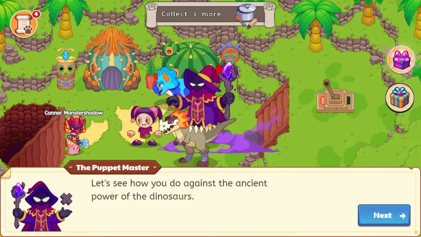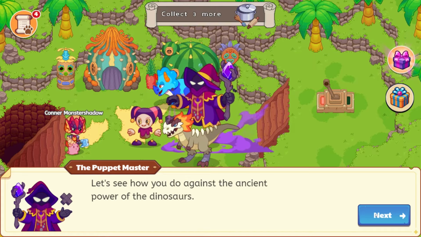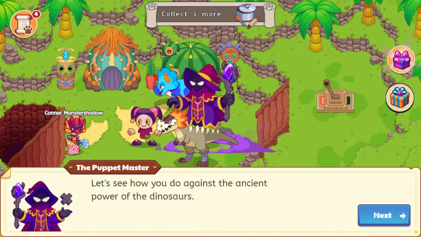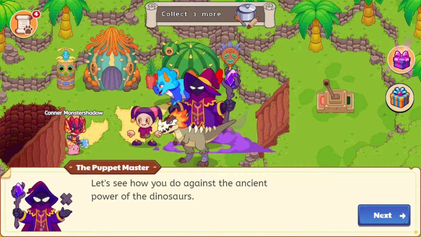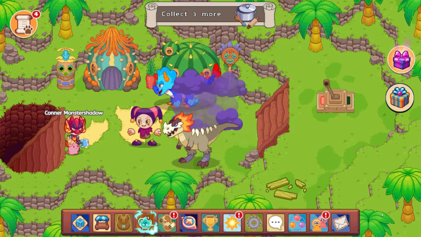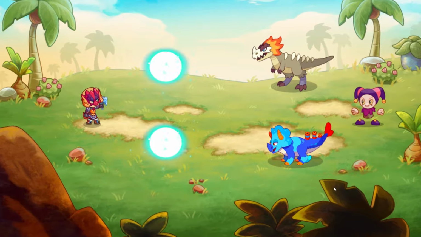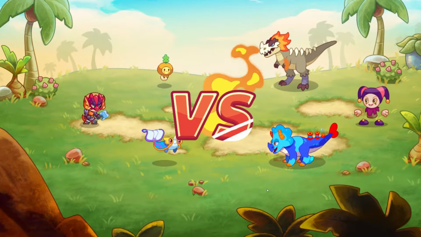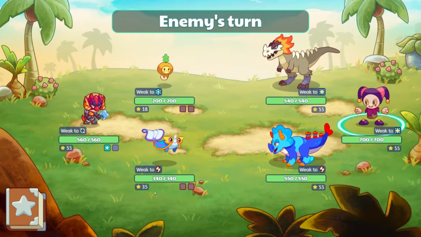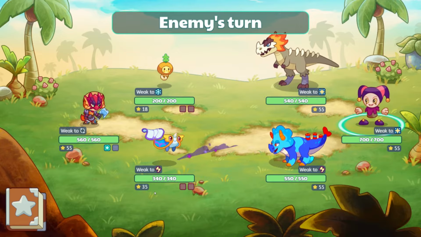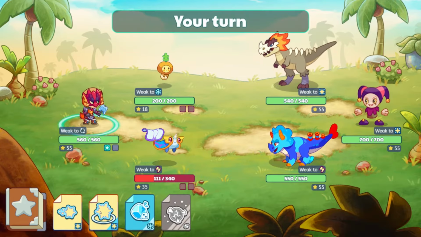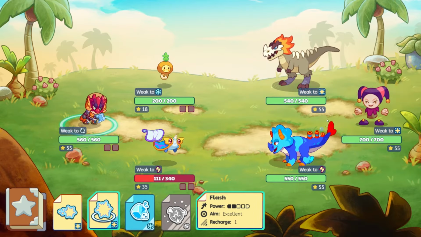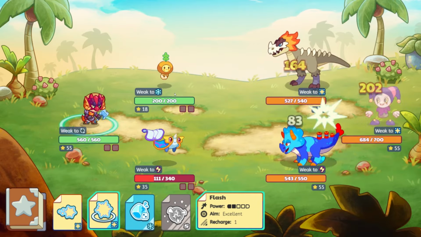Let's see how you do against the ancient power of the dinosaurs. So these battles are going to get increasingly more difficult to complete, so we'll see how we do with this. All right, so we're battling the dinosaurs now. And yeah, having a pet that's only level 18 is going to be insanely difficult. So let's see what happens here.